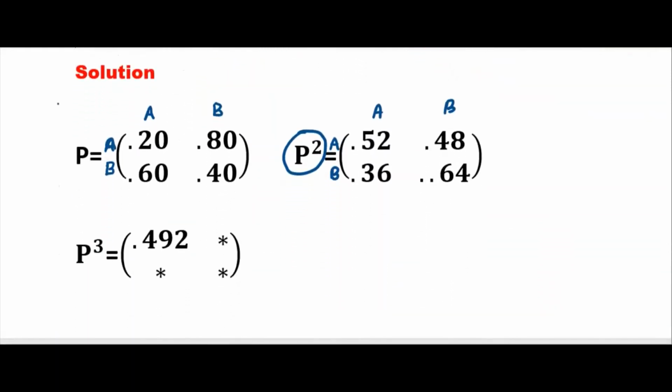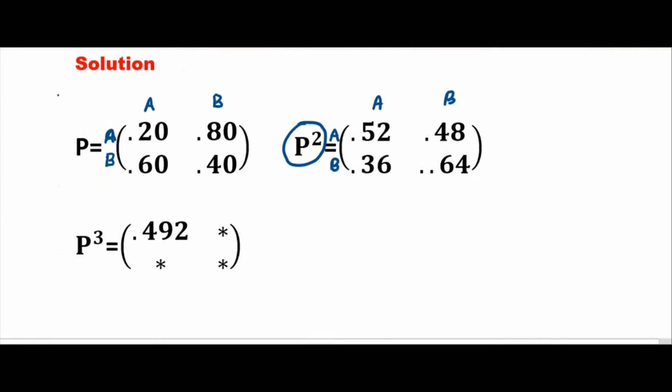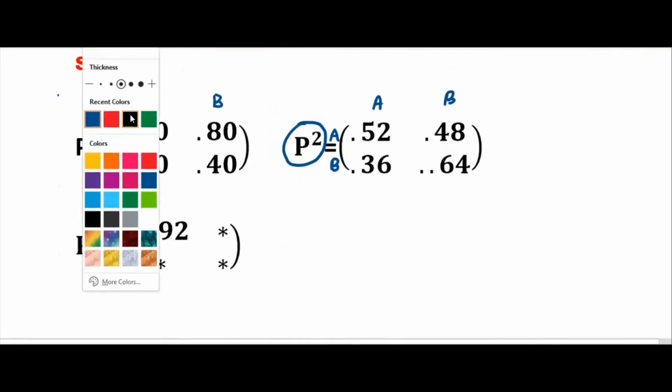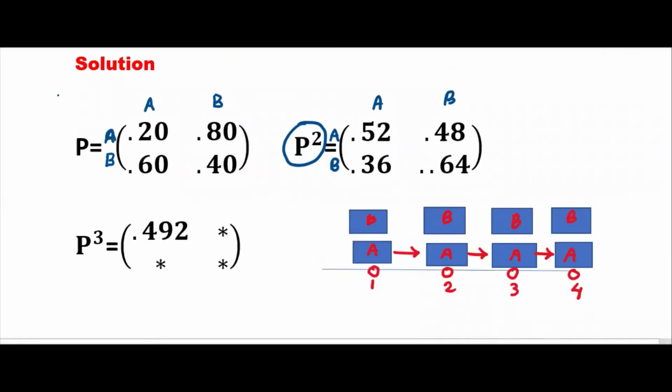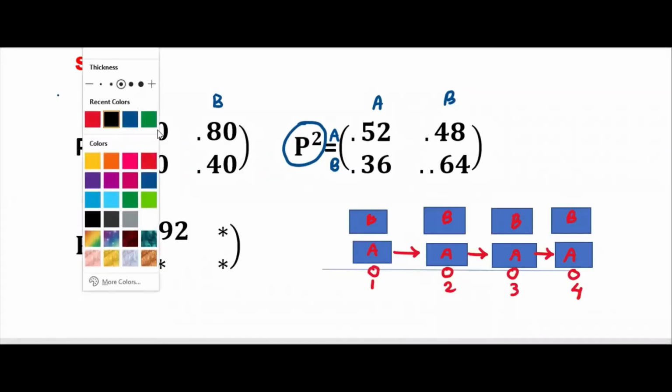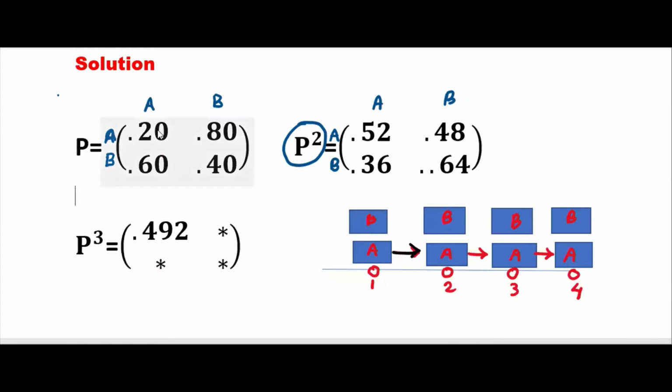So 0.492. If you draw a diagram like this, it is one possibility. You will stay in A, that means cycling in A time and again, 3 times, all the times. This is one possibility. B to B, then B to A. This is one possibility. There is another possibility.